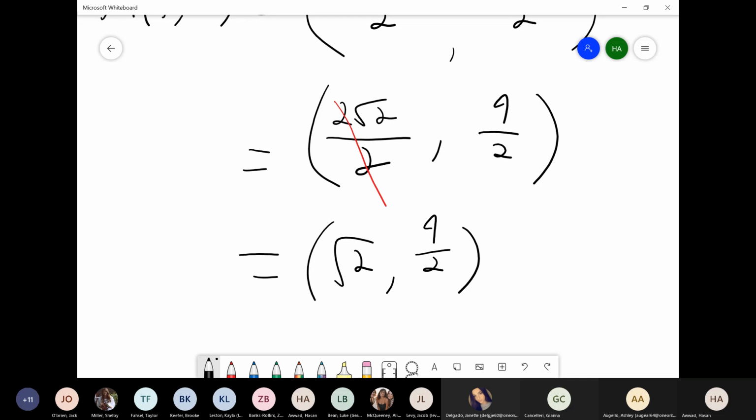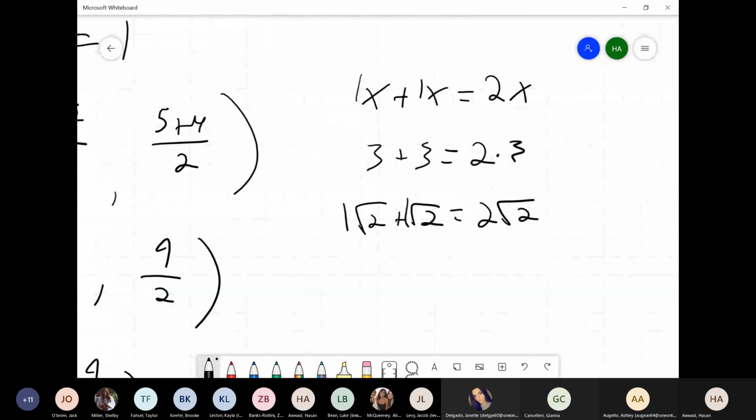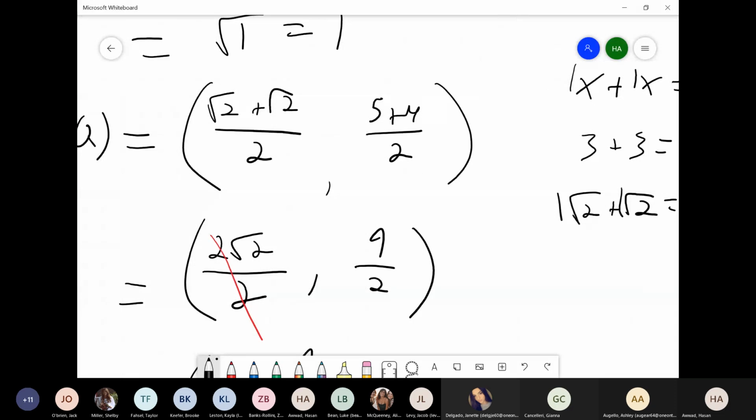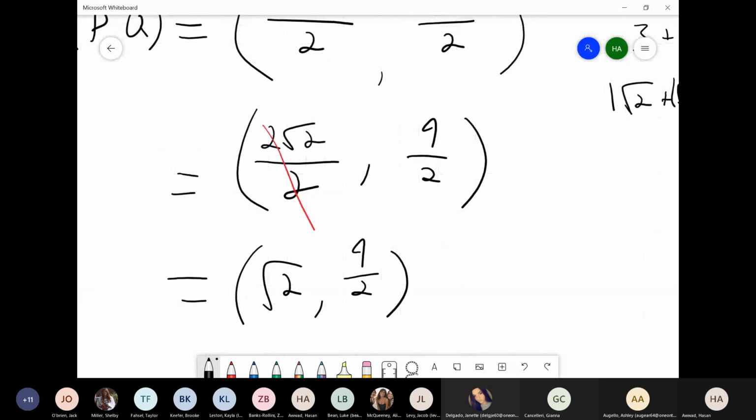Does everybody understand this? Do we see why we're getting the coefficient of 2 in front of the square root of 2? Again, essentially, all you're doing with addition when you add the same thing repetitively is you're just multiplying it by the number of times that you're adding it, right? That's what multiplication is. It's a series of additions. So all we did is we said, oh, well, since I have 1 square root of 2 plus another square root of 2, we really have 2 square root of 2. And that's just how we ended up getting 2 square root of 2 up top. And then again, by our midpoint formula, we divided everything by 2, so we got square root of 2 and 9 halves.